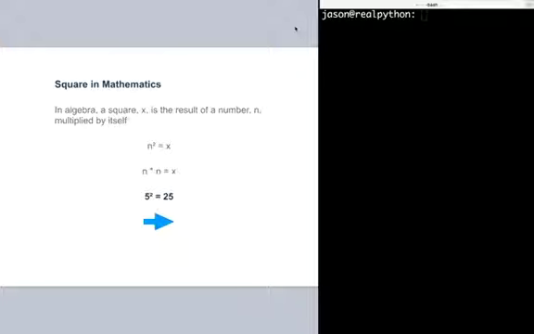You can see in both these examples we're going from the root, n or 5, to the square. But what if we wanted to go the other way? What if we have 25 and we want to find the root of that square? That's where the square root comes in. This is a special syntax in mathematics that shows the square root of 25.